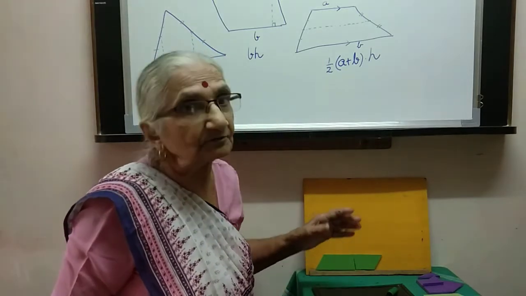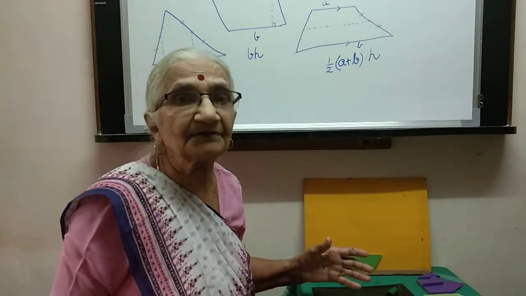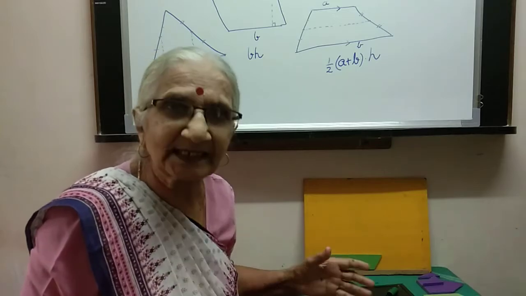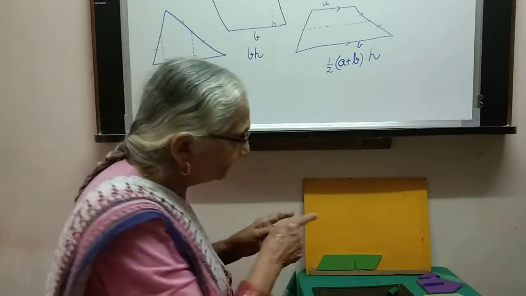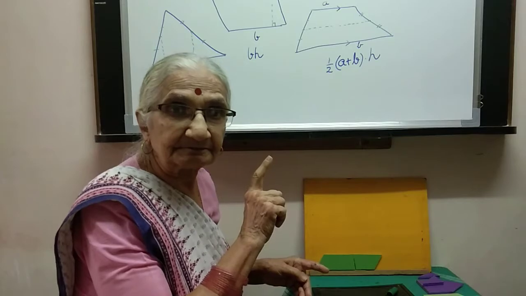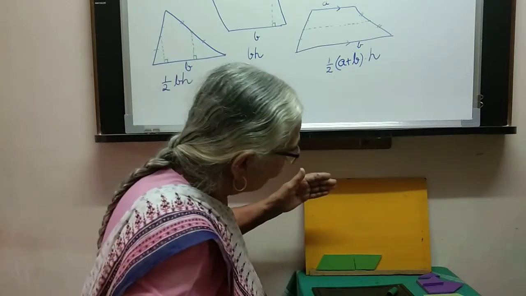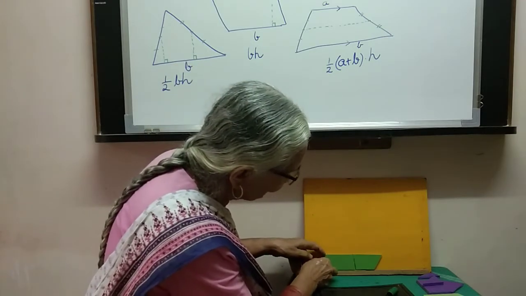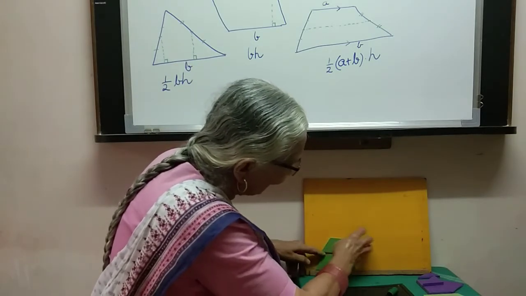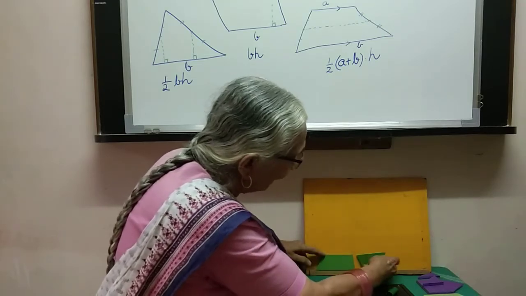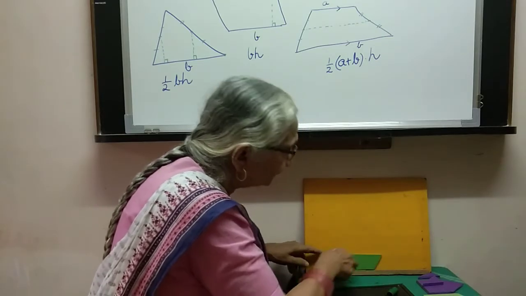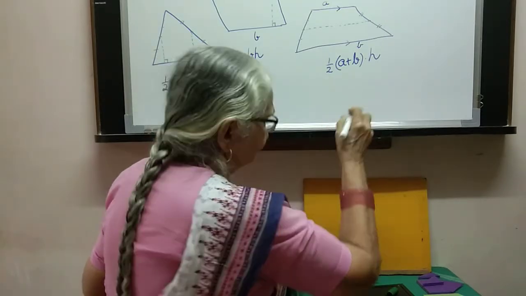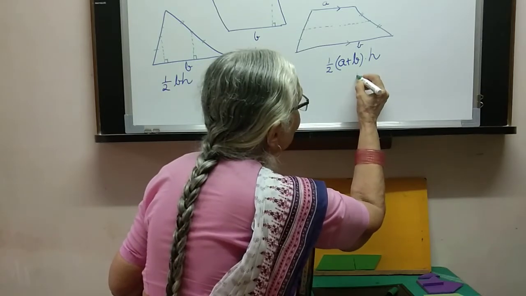Now the area of this parallelogram we have just seen. The area of a parallelogram is B into H. But that is for this parallelogram. We want it for the trapezium. So now, what is H here for the parallelogram? It is this much. And as you saw, it is half the height of the trapezium. And therefore, the height of the parallelogram is half the height of the trapezium. So, it is 1/2 H.